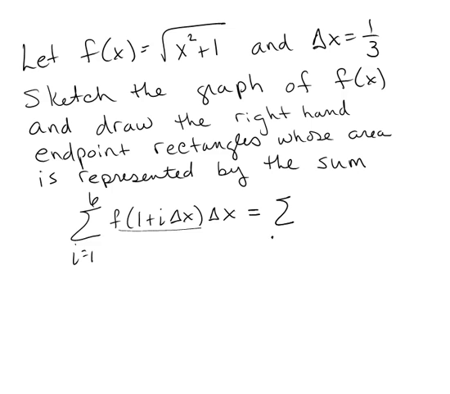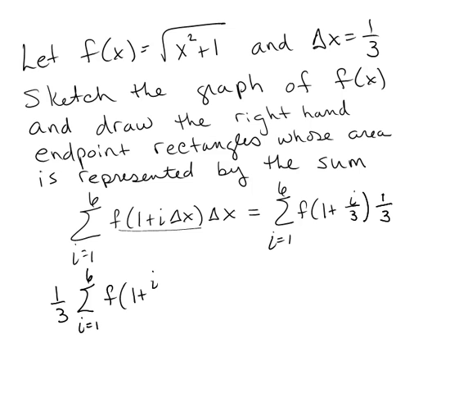So this is the sum as i goes from 1 to 6 of f at 1 plus i times 1/3, so that's like i over 3, times 1/3. So you can think of that 1/3 in front, and then it's the sum as i goes from 1 to 6 of f at 1 plus i over 3. What happens is the i is counting from 1 up to 6.